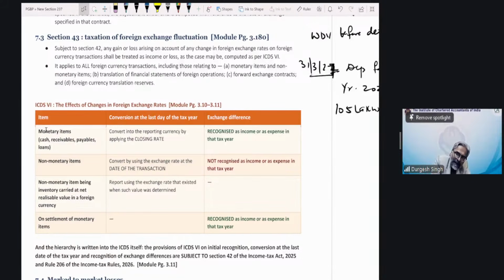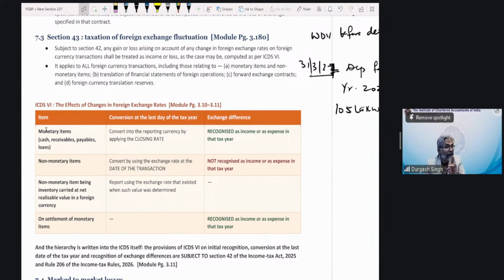Or creditors. I have purchased a raw material from a vendor in a foreign country, and the invoice was made in foreign currency. The amount is yet to be paid. I'm just giving an example. These are examples of monetary items. Or loans. I may have given a loan or I may have taken a loan, and these loans are in foreign currency.